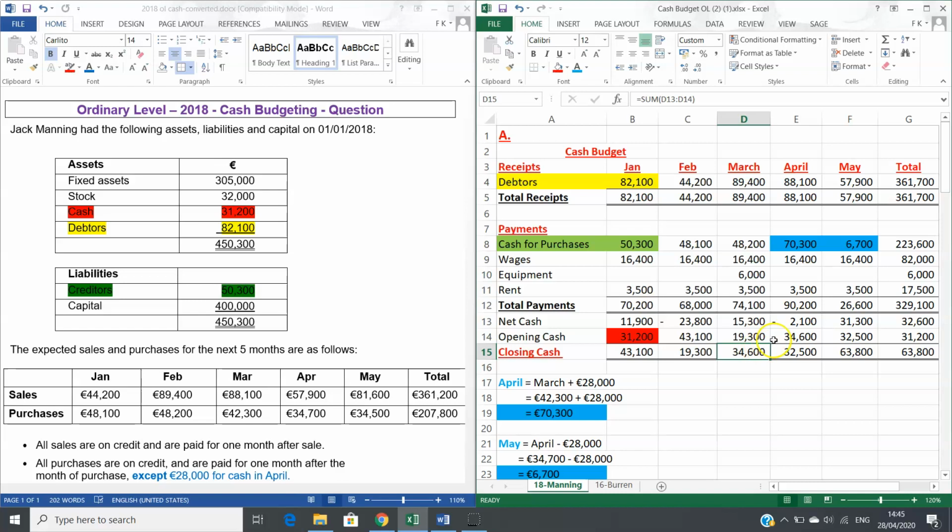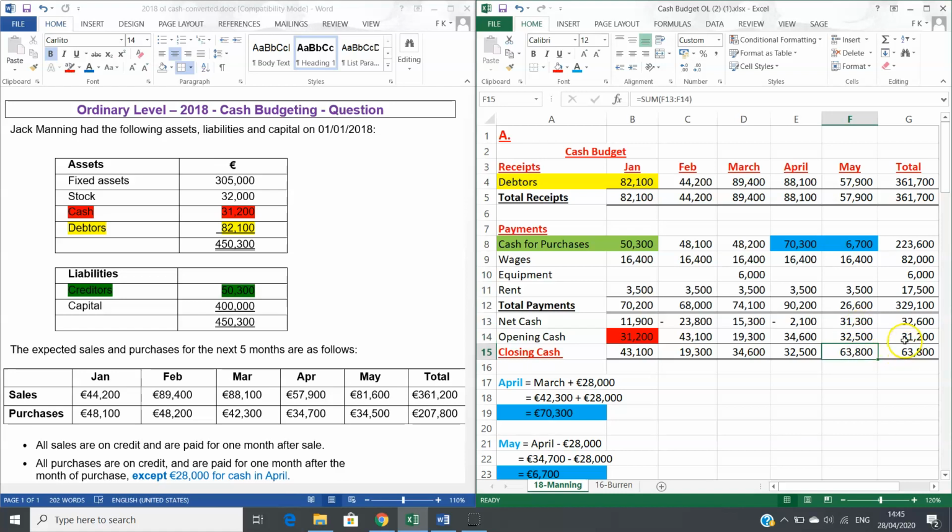Closing cash in March becomes our opening cash in April. This time it's 34,600 minus 2,100, see that's a minus figure, it gives you 32,500. Again, closing cash in April, 32,500. Opening cash in May, 32,500 as well. Again, we add these two, both positive numbers, 63,800.